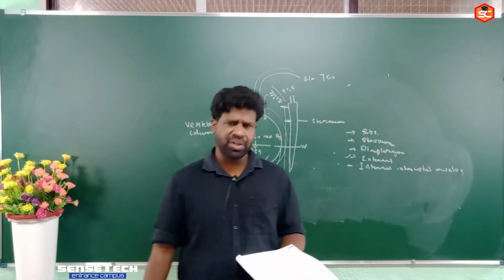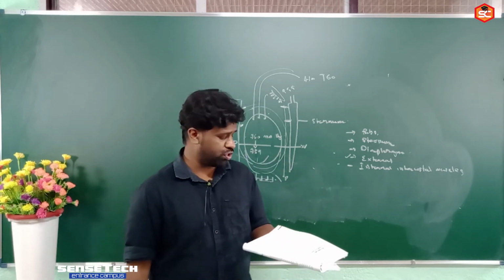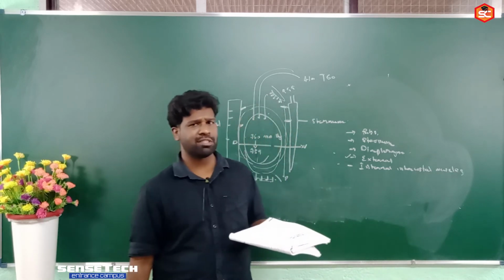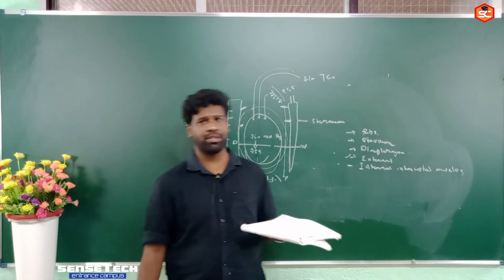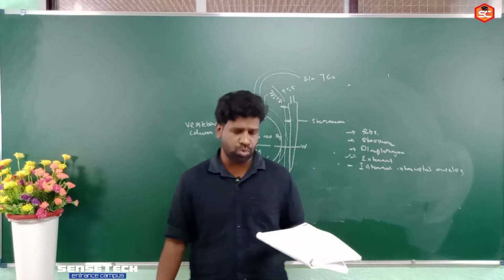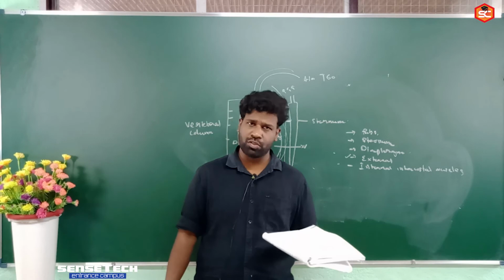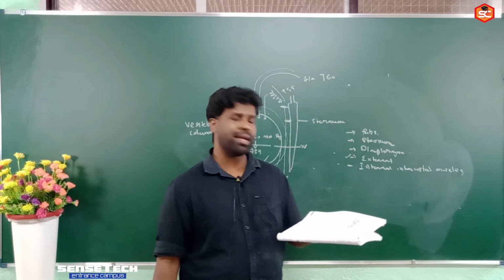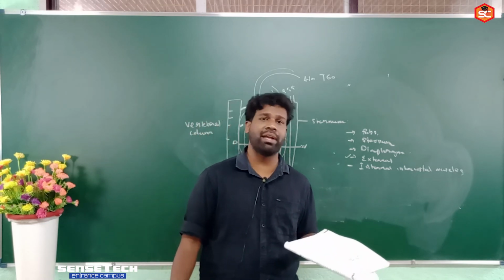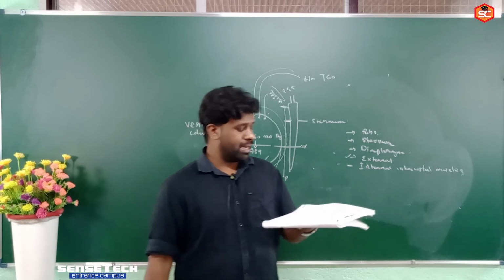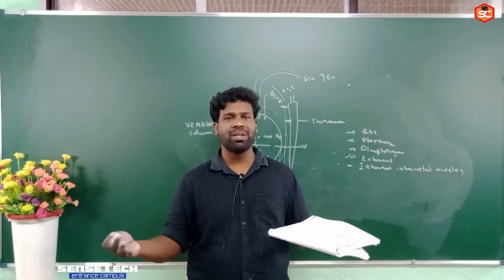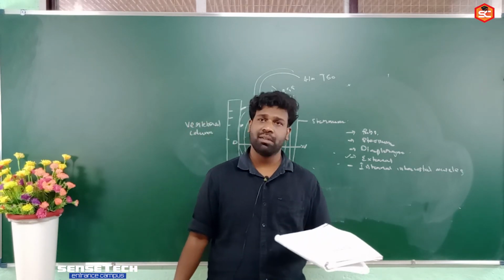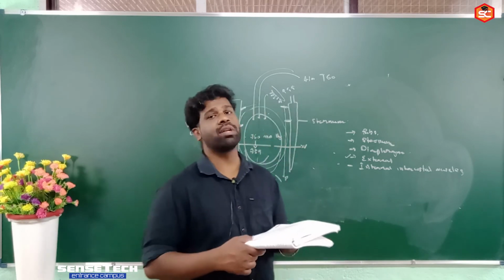So here, the question is about inspiration: the intrapulmonary pressure is lower than atmospheric pressure. Yes, it is very necessary to lower the pressure inside the lungs below atmospheric pressure for inspiration to occur. So the true statement is that the intrapulmonary pressure is lower than atmospheric pressure. True. Second one, intrapulmonary pressure is higher than atmospheric pressure is wrong. That is favorable for expiration. Not true. Then, the external intercostal muscle contracts. As we know, during inspiration the external intercostal muscle contracts, which causes inspiration. So what will be the answer? Option 4, 1 and 3 are true regarding inspiration.